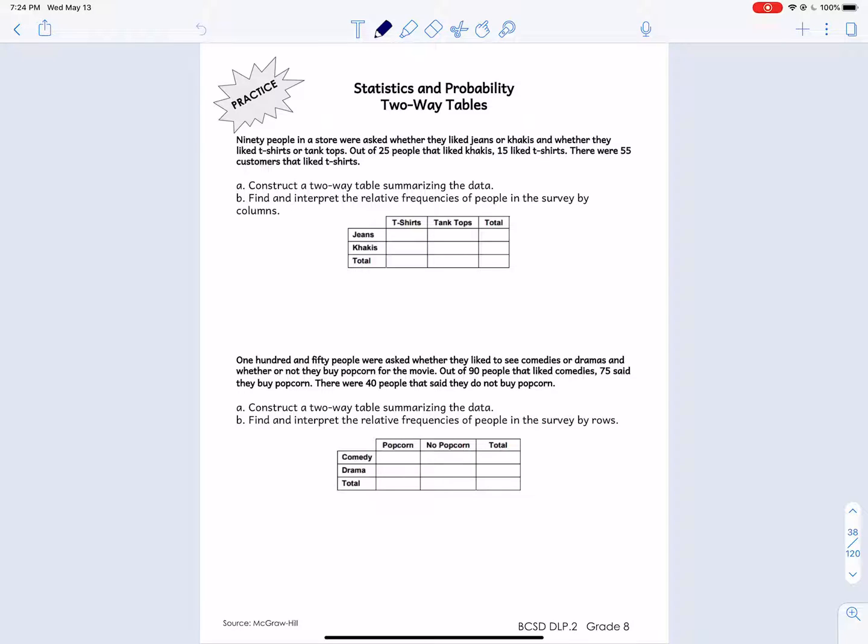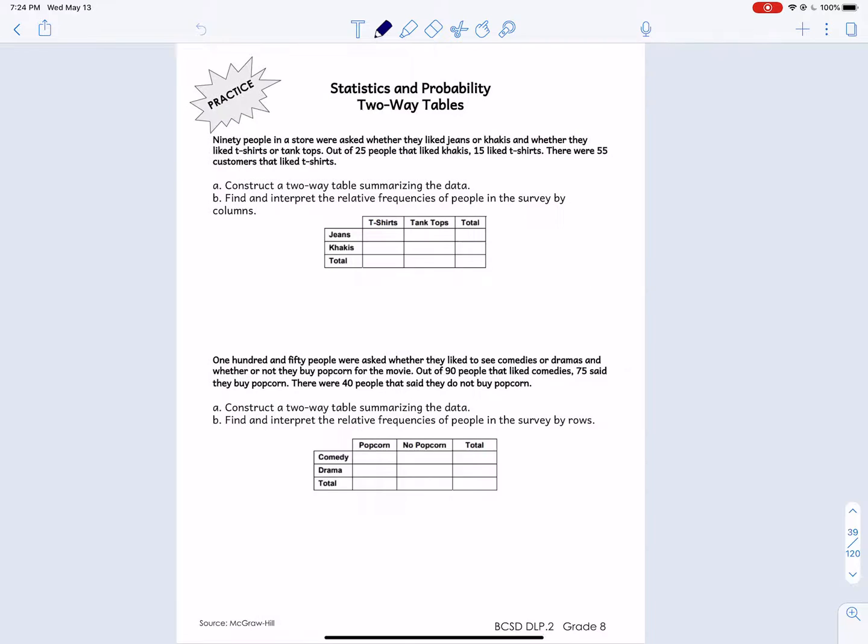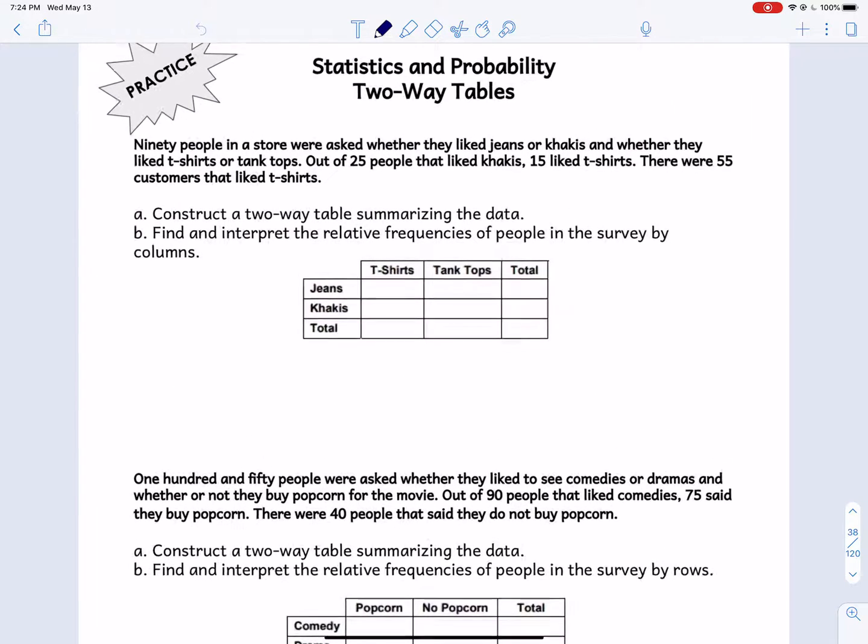Okay, this is the final distance learning packet for May 11th. We are continuing with two-way tables, and I've had a lot of questions about these because of the wording. It's sometimes a little confusing. So there's a couple practice ones and then some more on the next page. So let's take a look at this.